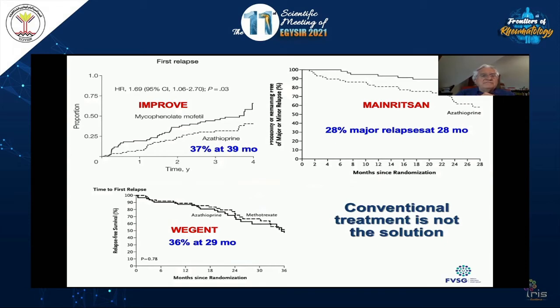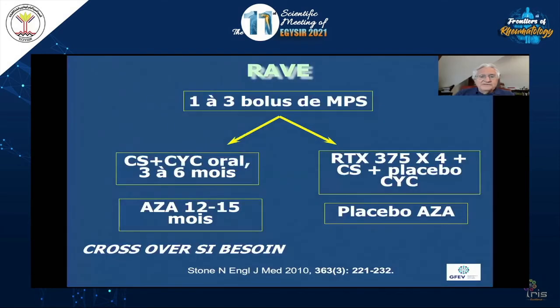To summarize, you can see that MMF and azathioprine are not as excellent as methotrexate to keep patients in remission. And when you look also at the main recent trial, which I will detail later on, the group taking azathioprine had a relapse rate of 28% at 28 months.